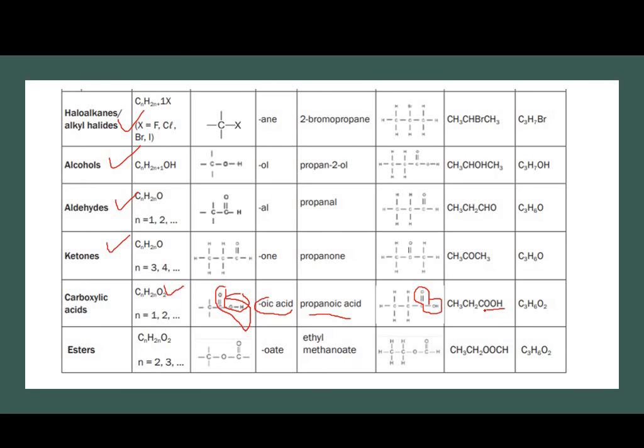And then this is a condensed structural formula, which is COOH. The other one is a double bond oxygen and OH. And then we have the molecular formula here.